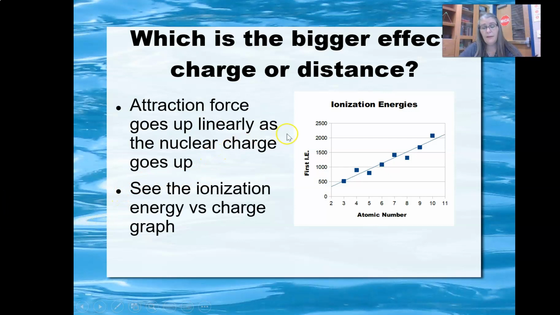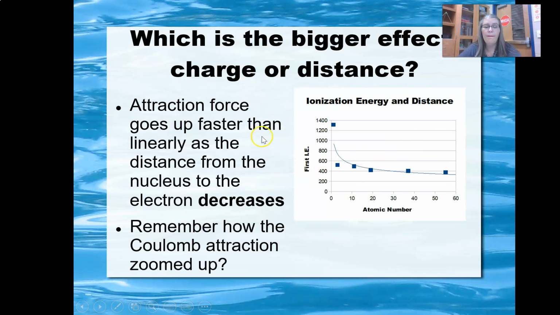So we have a graph that we made from Monday that looks like this. The attraction force went up linearly as our nuclear charge went up. And the attraction force is directly related to the ionization energy. We'll talk more about that in a minute. So you can see this graph as the ionization energy increases. The attraction force goes up faster than linearly as we get closer and closer to the nucleus. It's an inverse square relationship. So we had a graph that was clearly non-linear here.